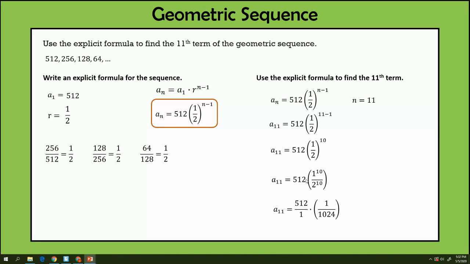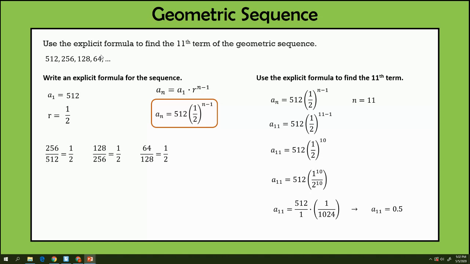Well, 512 is really 512 over 1. That's a fraction. Times 1 to the 10th is 1. 2 to the 10th is 1024. So now I simplify this, do some cross canceling here, and we get the 11th term of the sequence is 1/2 or 0.5.